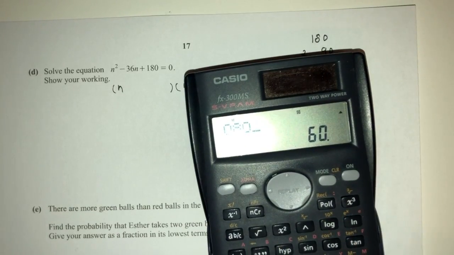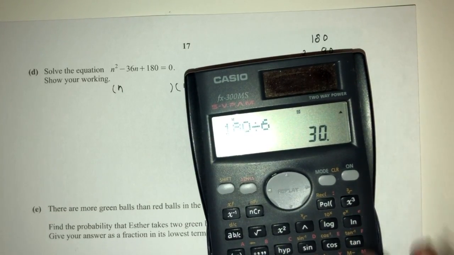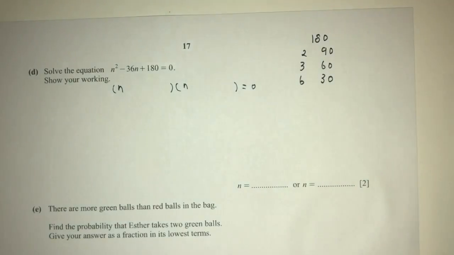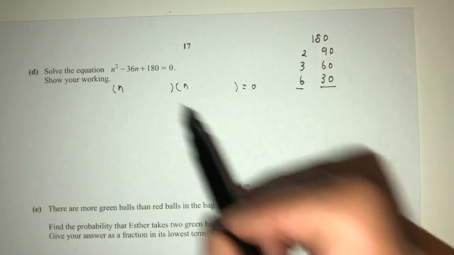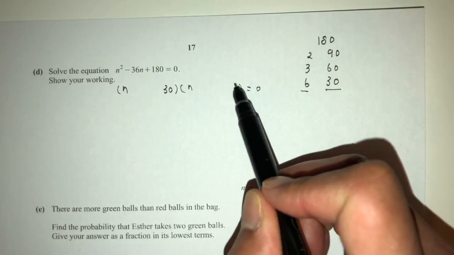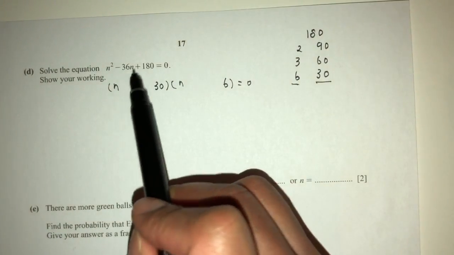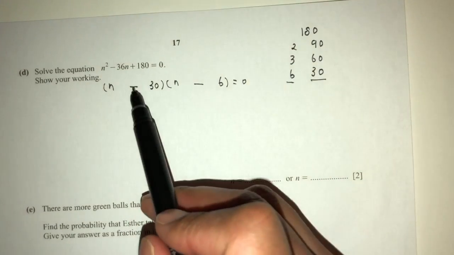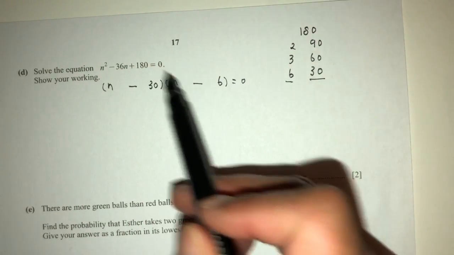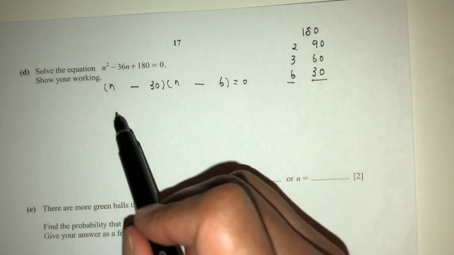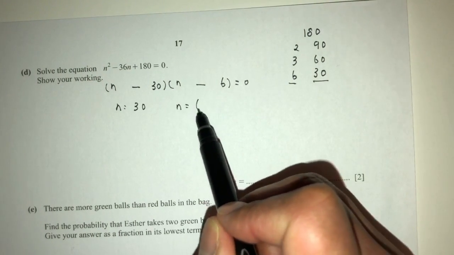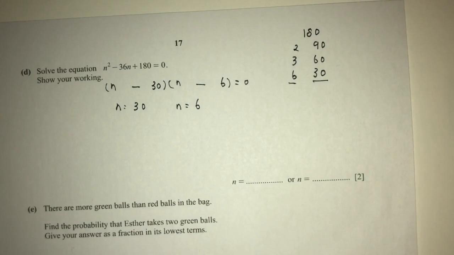Divide by 6. So 6, that will be 30. As you can see, we can use that one, right? Because if you put 30 here and 6, this is minus 36, so it has to be minus 30, minus 6. Now minus times minus is plus, and here we have plus, so this is good. So n can be 30, n can be 6. Okay, now let's move on.